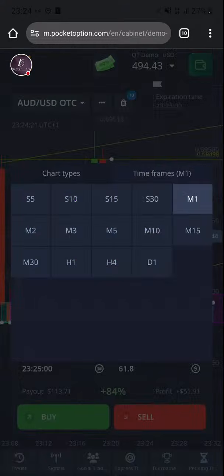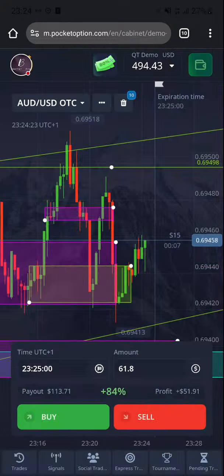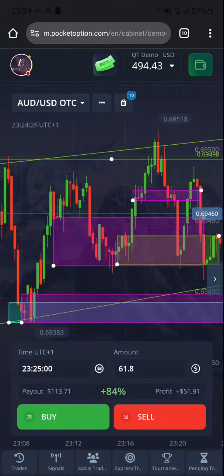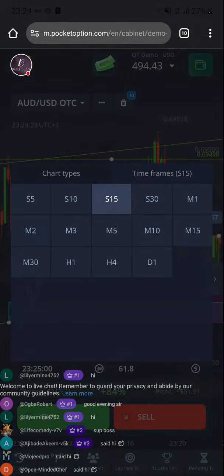I'm expecting an entry here. Let me check S15 and see if we have a better entry in the lower time frame.